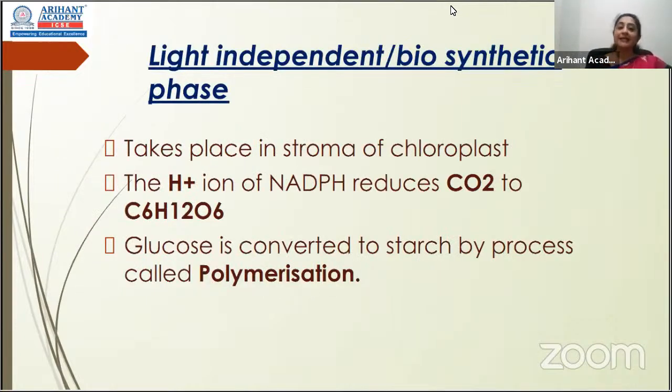We're coming to the light independent phase or the biosynthetic phase. Earlier it was called the dark phase. Wrong. It is not a dark phase. It's not taking place at night. It takes place simultaneously, but it is not dependent on light and it is taking place in the stroma. So what is going to happen? The hydrogen ion of the NADPH will reduce the carbon dioxide to glucose along with the electrons which are released from ATP, and the glucose which is finally formed due to photosynthesis gets converted into starch for storage.